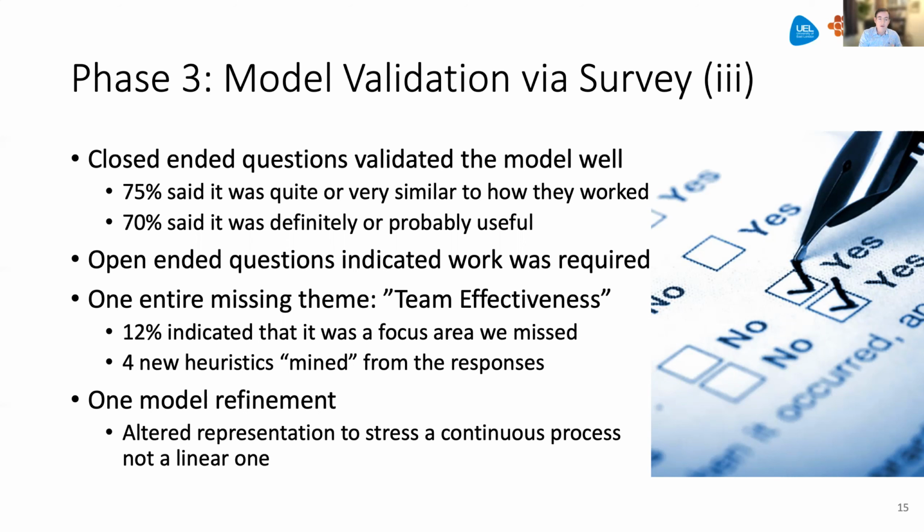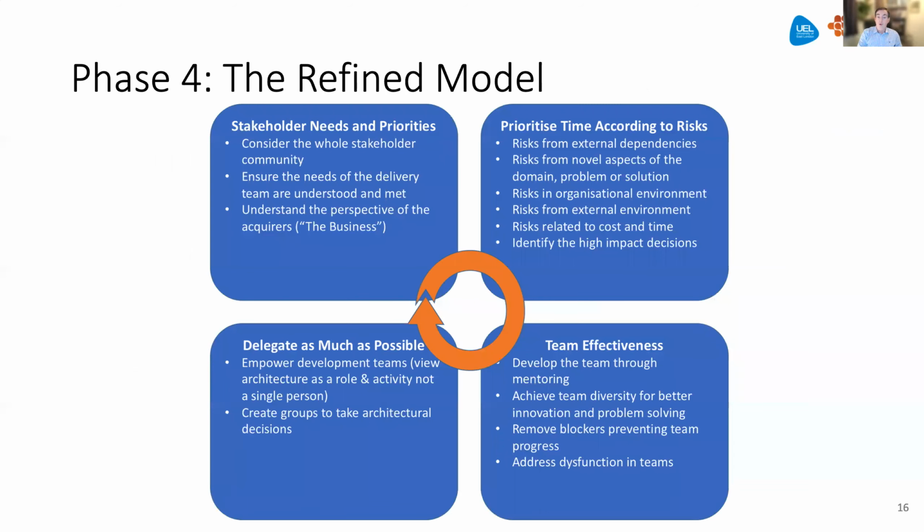We also got some new risk areas, and based on a number of comments in the open-ended questions, we altered the representation to stress that it's a continuous process. People said that the 3 stacked graphical shapes made it look a bit like a linear process, whereas of course architecture is extremely iterative. So the model we ended up with isn't very much an extension of what we had before, but it's drawn differently.